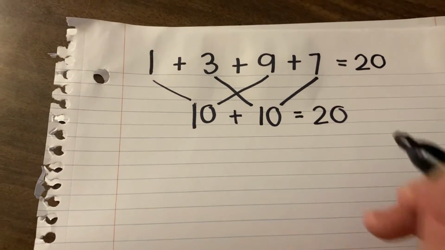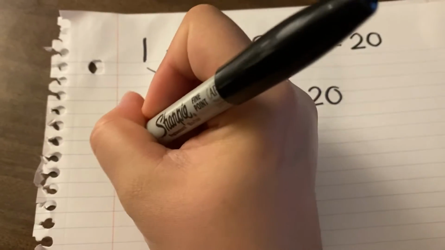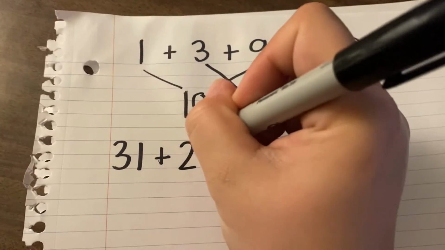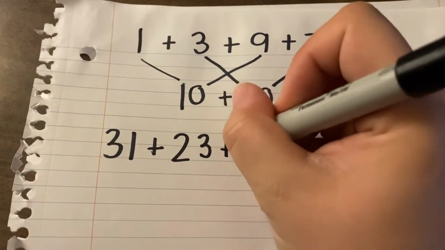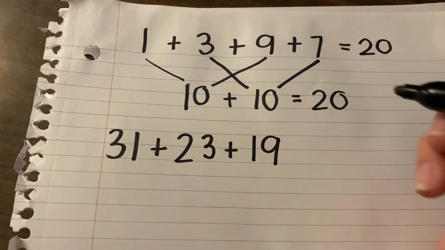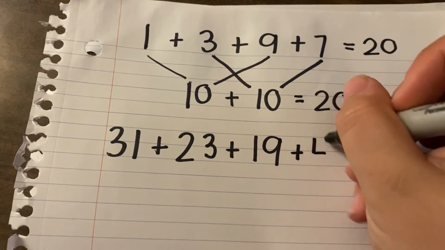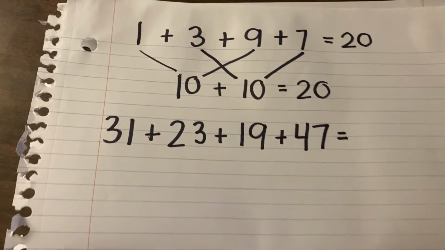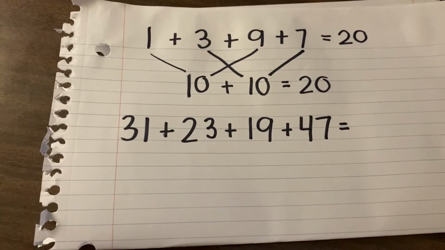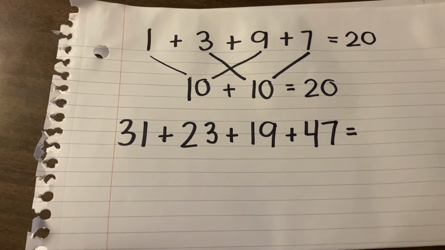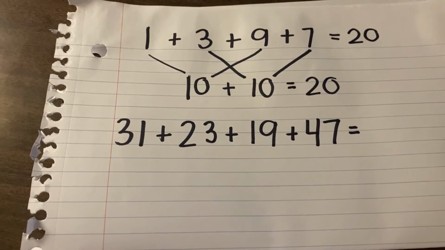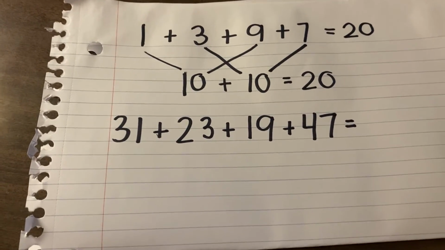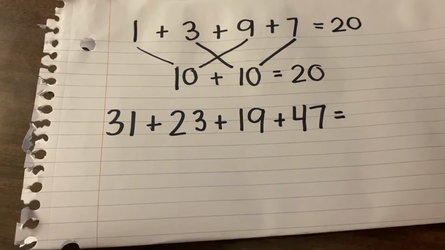What if we slightly change this problem? How about now it's 31 plus 23 plus 19 plus 47. Go ahead and whisper with your neighbor for a moment how you're going to solve this problem, and then go ahead and start solving it on your board. Think about what numbers you can add together quickly, in order to solve this problem. Then go ahead and come back and we'll work on the solution together.